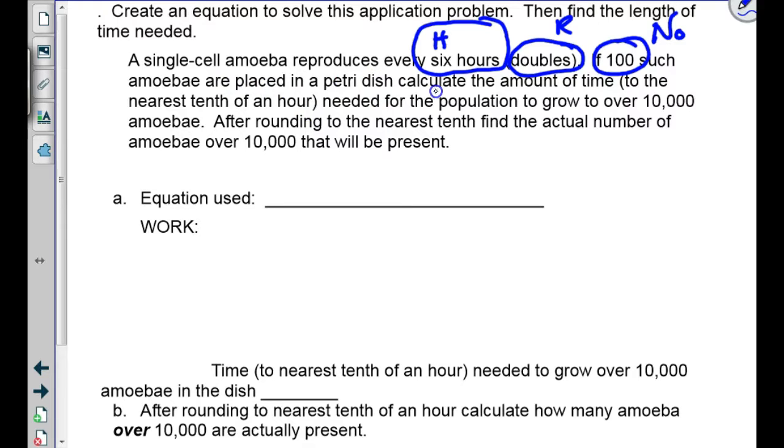find the amount, calculate the amount of time to the nearest tenth of an hour needed for the population to grow to over 10,000. Okay, if we round down, is it going to be over 10,000 in the dish if it's doubling? Do you understand what I'm saying? We have to round up. It says to the nearest, but it's really to make it go over 10,000. So you're going to have to check at the end of the problem that it went over 10,000. So what's the equation?